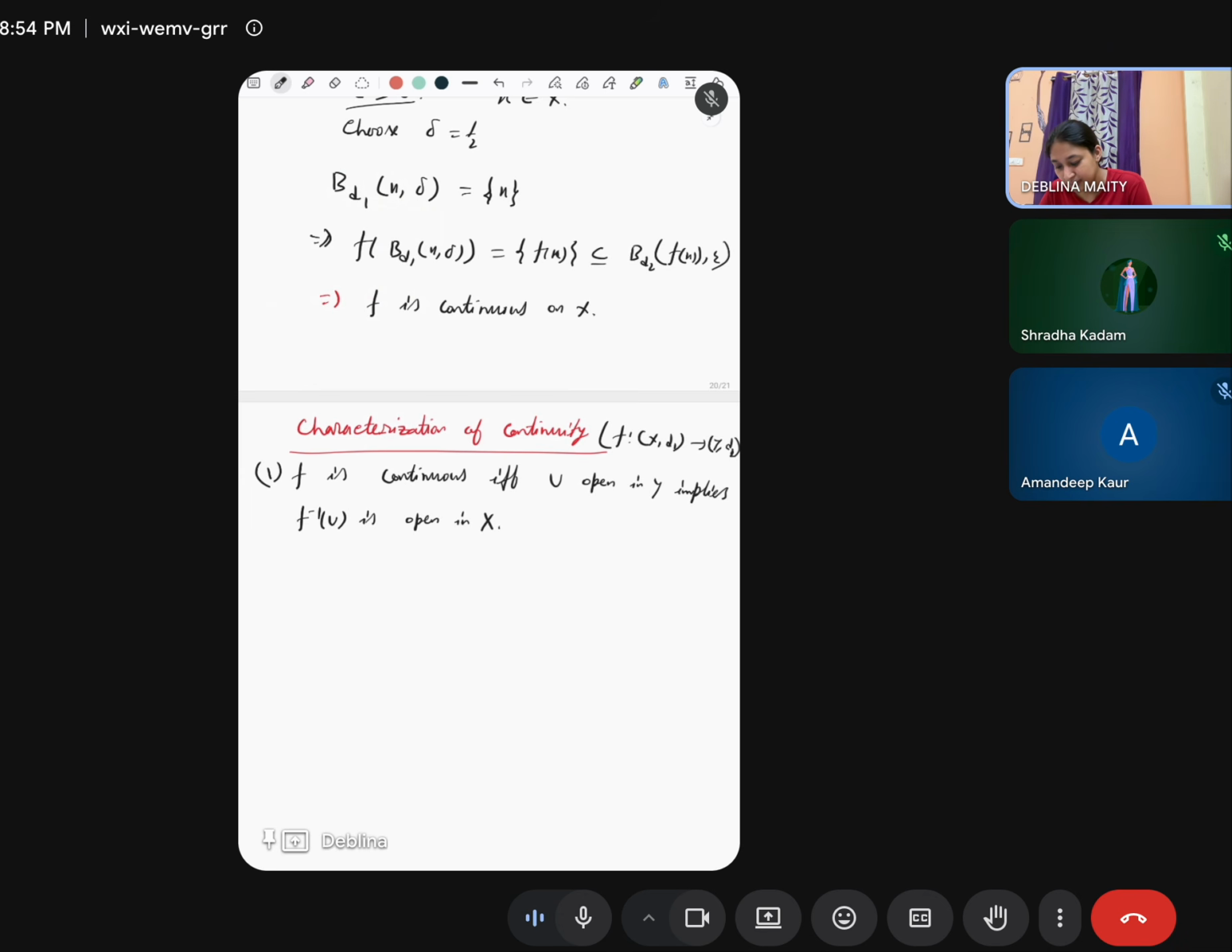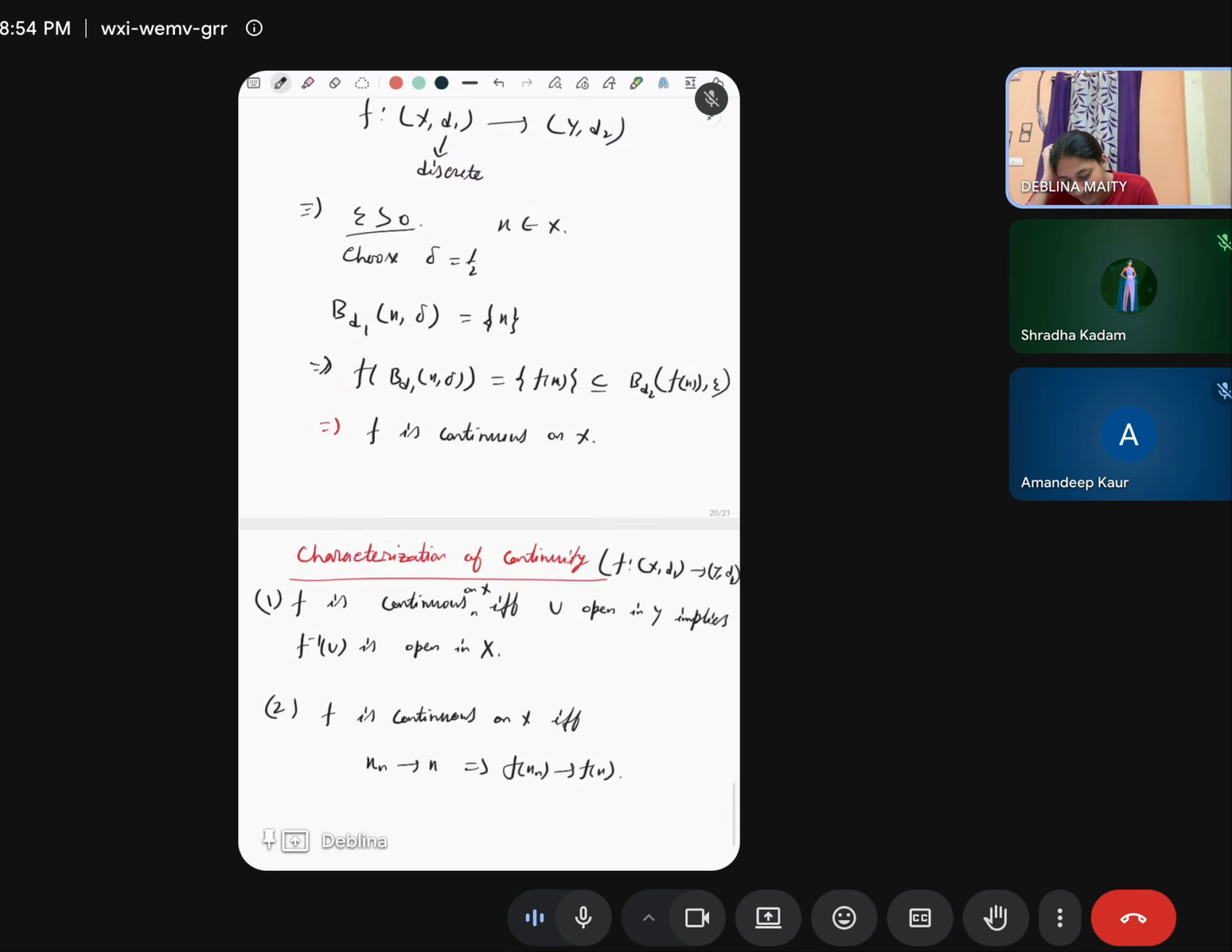This is also necessary and sufficient. And the second one is the sequential criterion, which is: f is continuous on X if and only if the sequence x_n converging to x implies f(x_n) converges to f(x). Okay, this is the sequential criterion: x_n converges to x implies f(x_n) converges to f(x).